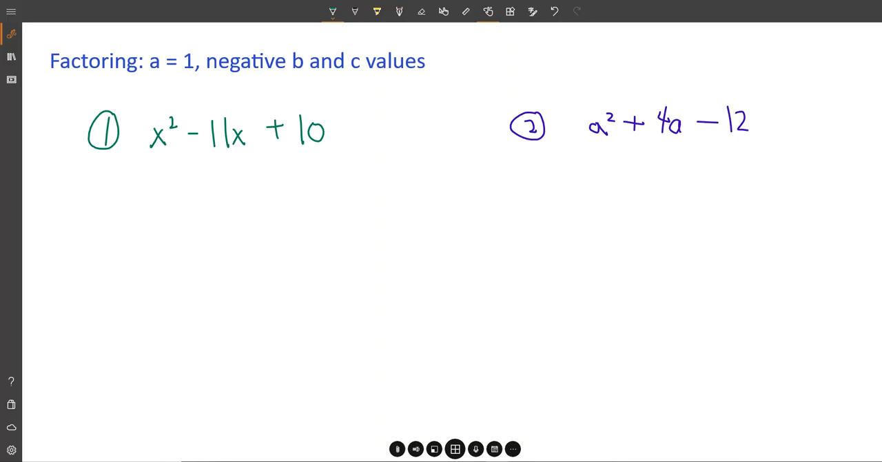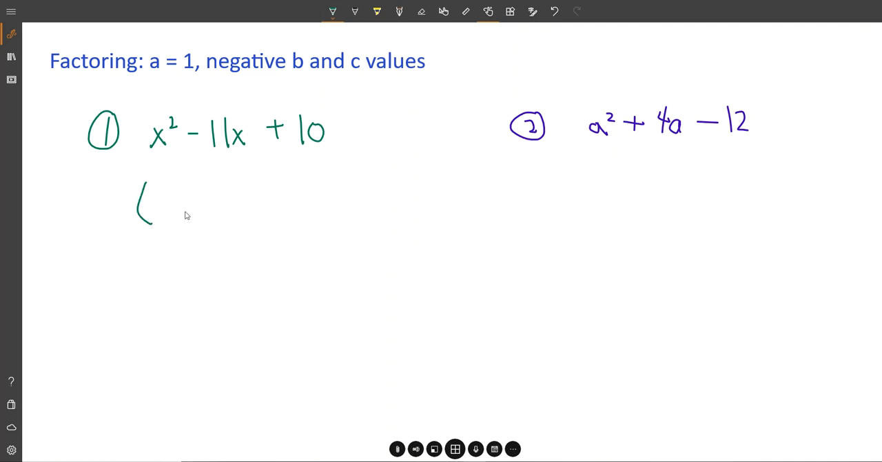Okay, as promised, here we go with some negative values. So here's what I mean. We're still going to have a equal to 1, but now we're going to have negative b and c values. So for this first one, I've got a negative 11 for my b term, positive 10 for c. So this is just getting a little bit more interesting.